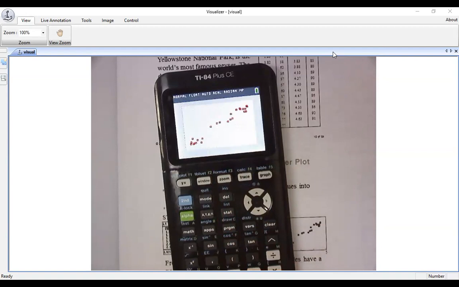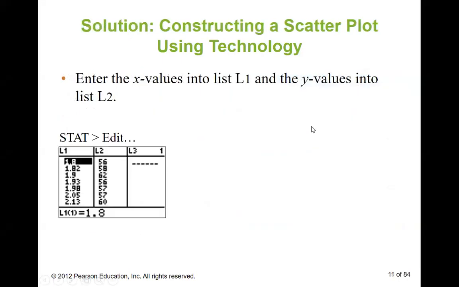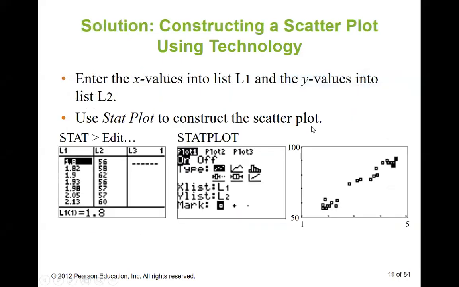So I'm looking at the graph, the scatter plot. What would you tell me? Is there a correlation here? It is a positive linear correlation. Now, let's go back to this. And this explains how you get that on your calculator screen, okay?